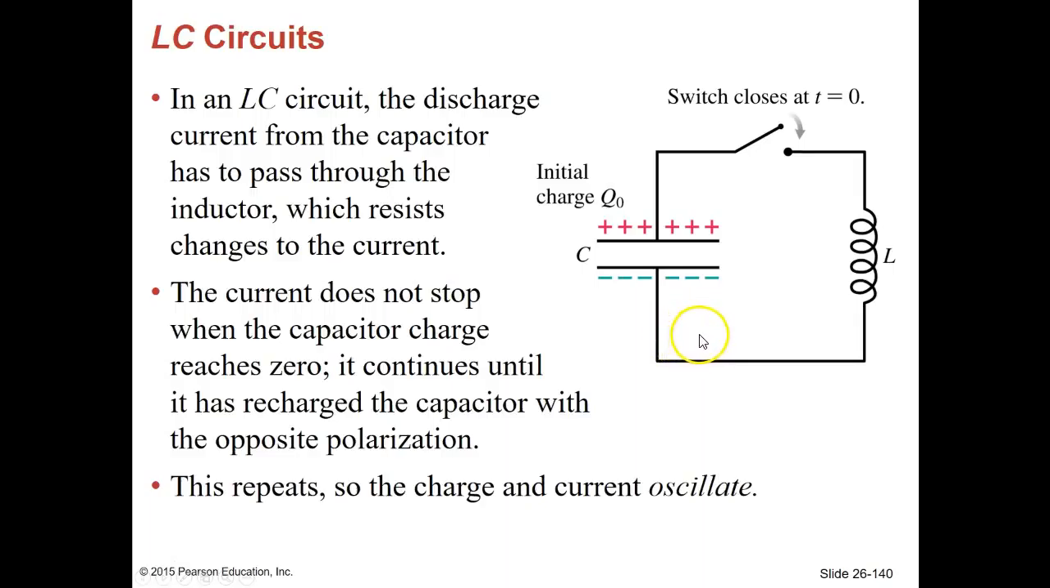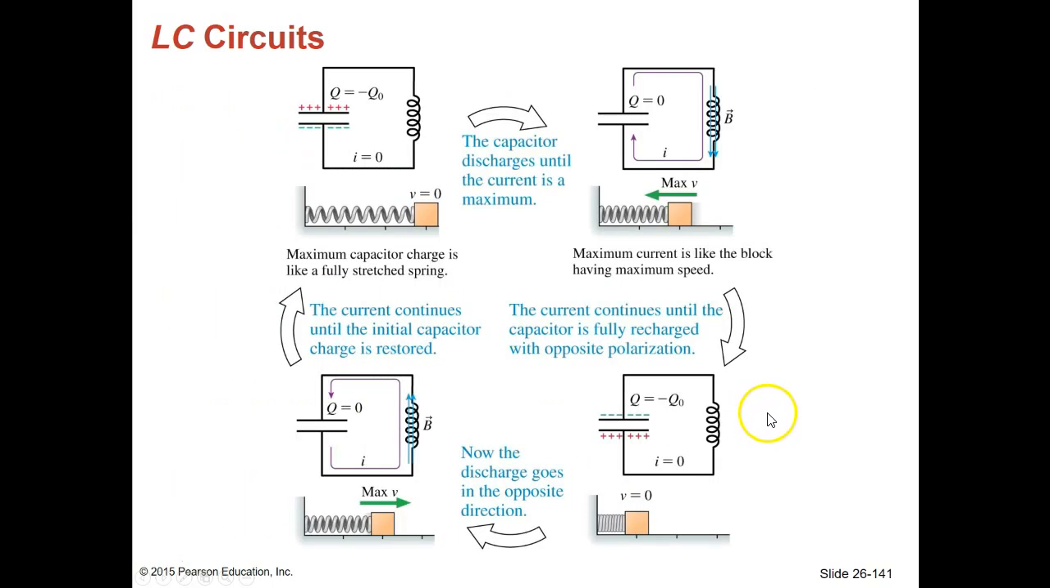In the LC circuit, the discharge current from that capacitor has to pass through the inductor itself, which resists changes in the current. So the current doesn't stop when the capacitor charge reaches zero. It continues until it has recharged the capacitor with the opposite polarization. So this side might be positive and this one negative, and then when it flips, this will become positive and that will become negative. As that repeats, the charge and the current oscillate, going back and forth.